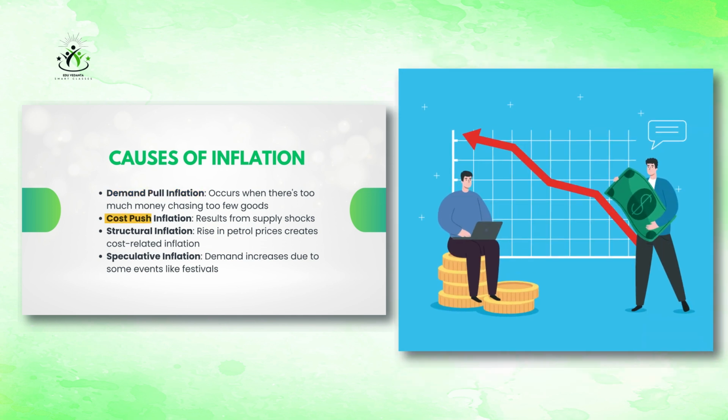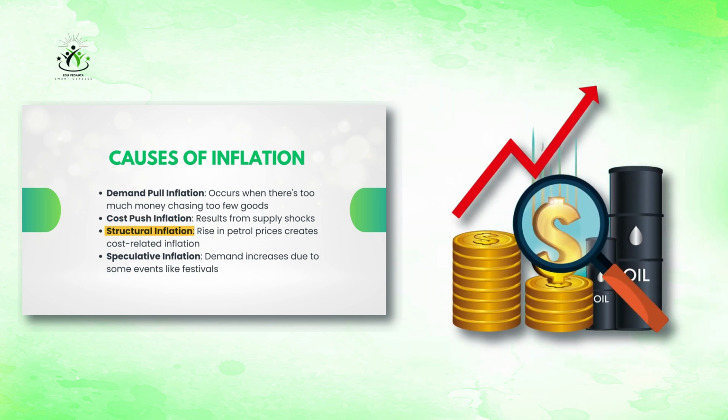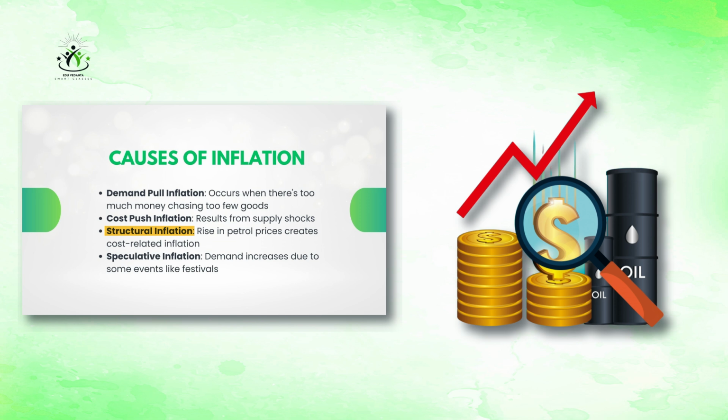2. Cost push inflation. Inflation can occur when production costs go up, like an increase in wages or raw materials. For instance, when transport fares are increased, making products more expensive. 3. Structural inflation. Sometimes, a price rise in one sector affects other sectors. For example, a rise in petrol prices can increase the cost of goods that require transportation.